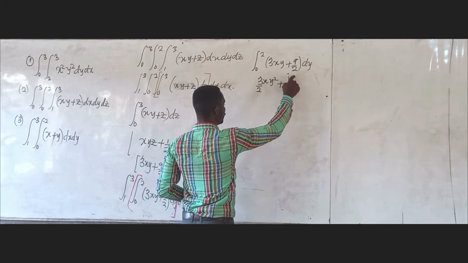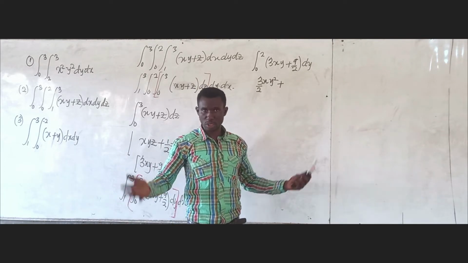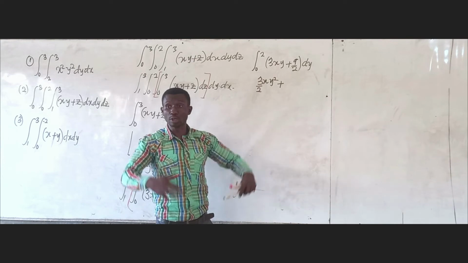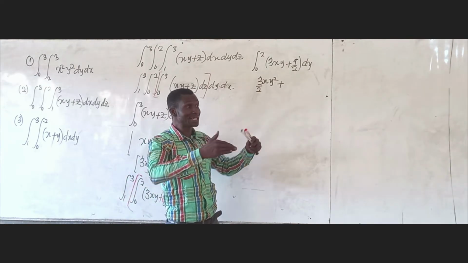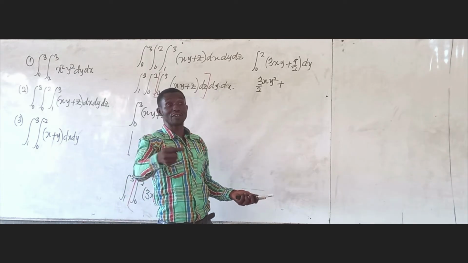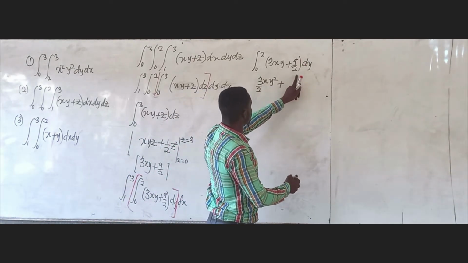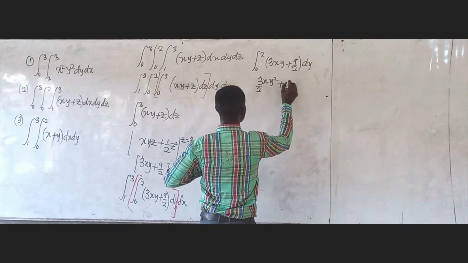Plus, if we integrate 4 with respect to x, 4 is a constant. Integrate 4 with respect to x, it will give you 4x. If you integrate 10 with respect to x, it will give you 10x. So that when you differentiate 10x, it will give you 10. So when you integrate 9 over 2 with respect to y, it gives us 9 over 2y.